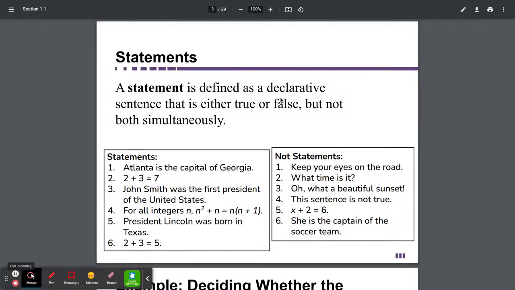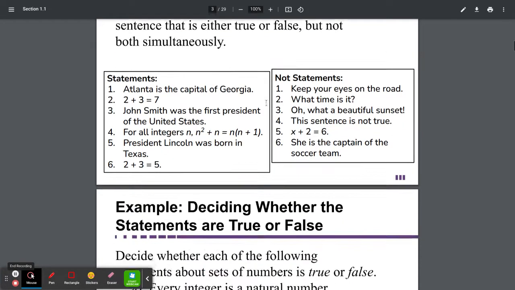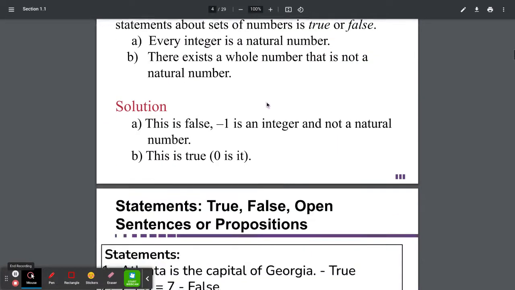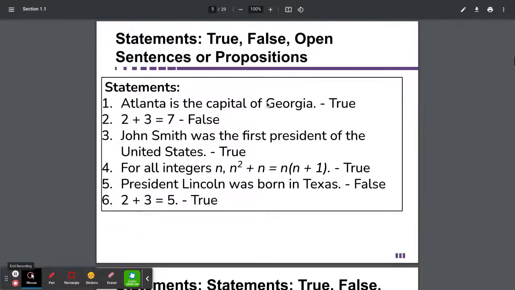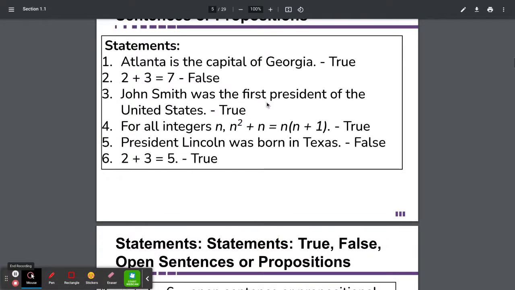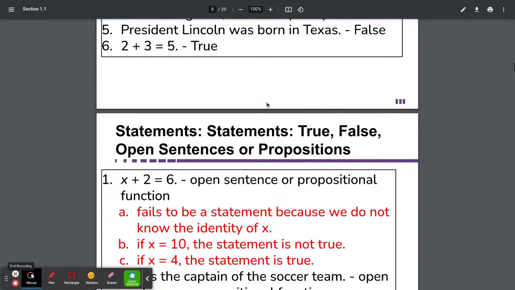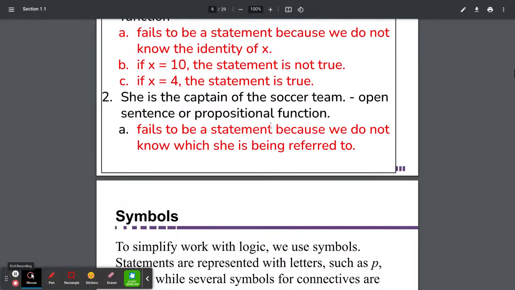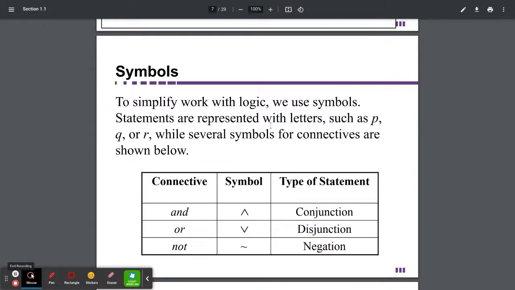A statement, as opposed to not a statement, is defined as a declarative sentence. It's either true or false. I'm going to let you dig through those, and ask any questions if you have them. We've got a couple other slides you can work through. What I wanted to do is talk about specific things, so if you have specific questions about anything in the slideshow, please reach out and let me know.